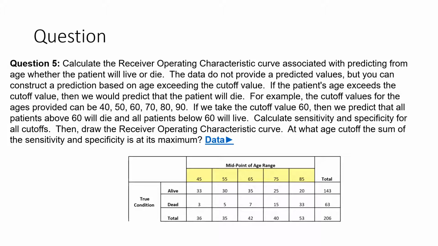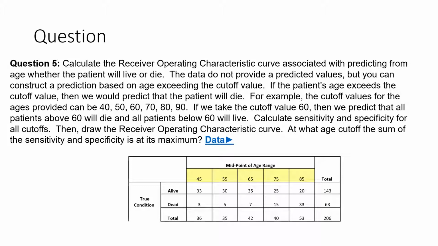Calculate the receiver operating characteristic curve associated with predicting from age whether the patient will live or die. The data does not provide a predictive value, but you can construct a prediction based on age exceeding the cutoff value. If the patient's age exceeds the cutoff value, then we would predict that the patient will die. For example, the cutoff values for ages provided can be 40, 50, 60, 70, 80, 90.